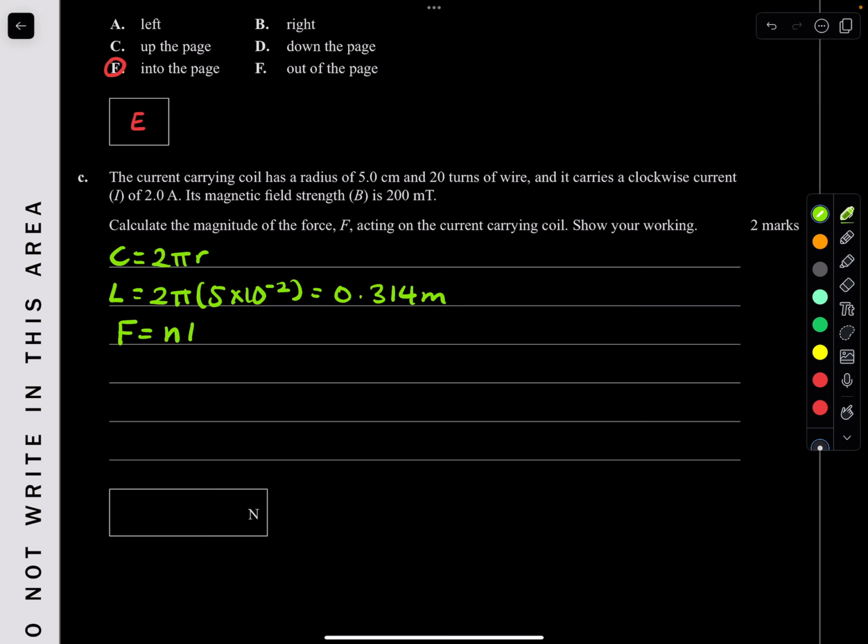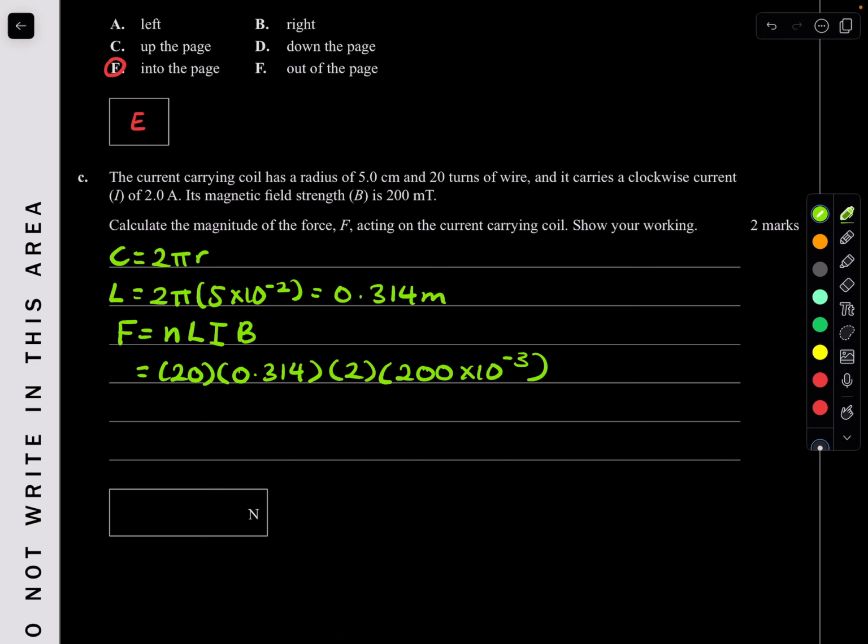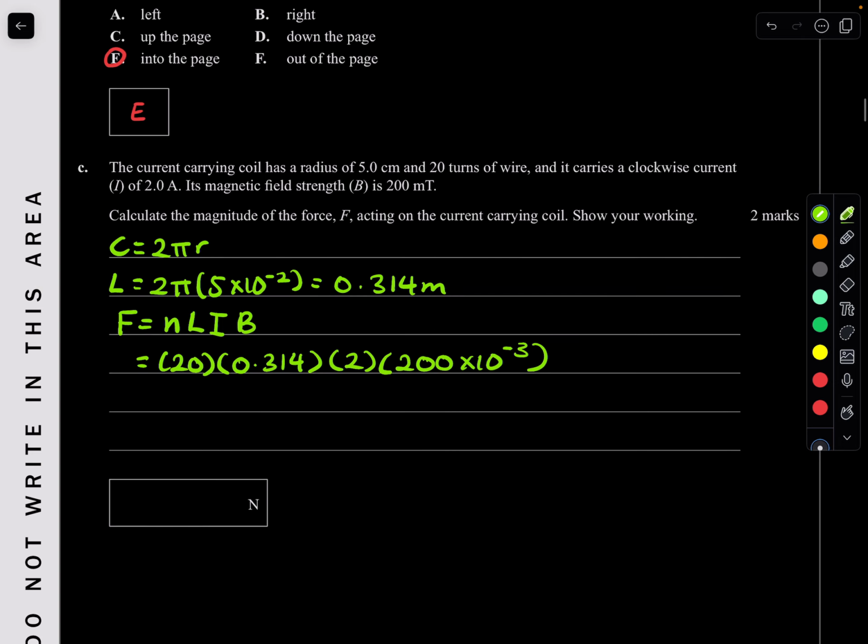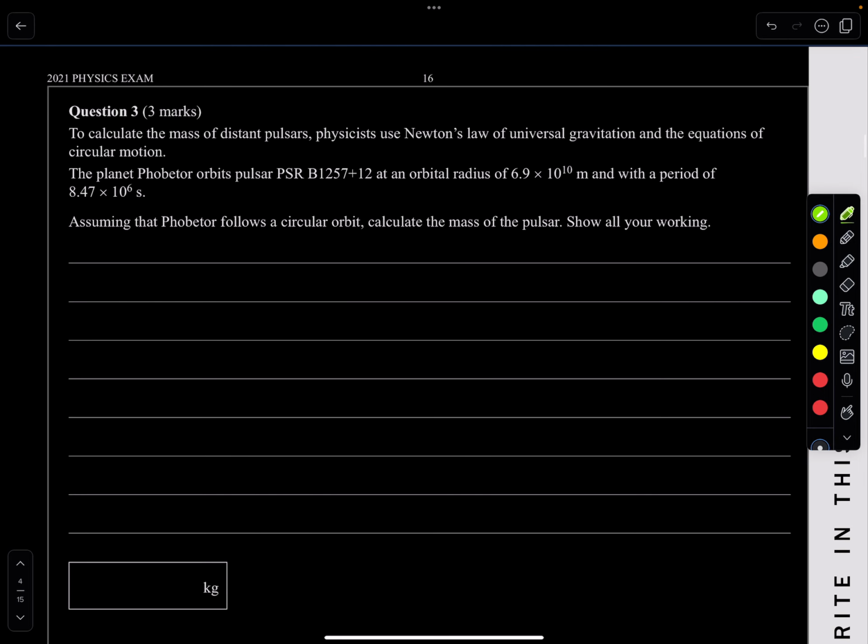And so now we can calculate our force. F equals N times length times current times your magnetic field strength. Your N is the number of turns, which in this case is 20. Your length of the wire, which we just got, was 0.314. Your current, they said, was 2 amps. And your magnetic field strength is 200 millitesla, so times 10 to the negative 3. Putting this in my calculator, I get, to how many significant figures? The lowest is 2, so 2.5. It's pretty much 2.5 newtons. Beautiful.